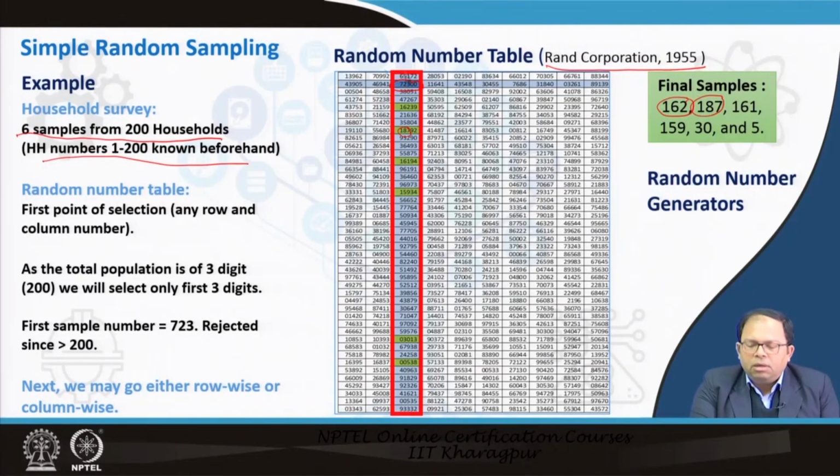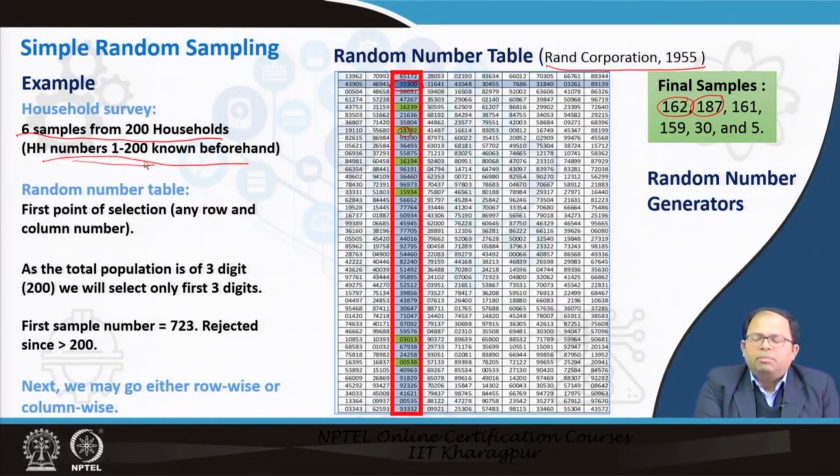Now I have gone vertically down, but we can also go horizontally as well. That means depending on my starting point, I can go in any direction I want to find the next random number. Once I exhaust the line, I can again move on to the next line. So in this way, we can have 6 samples. As you can see over here, we can get 162, 187, 161, 159, 30, and 5. So these are the households where I will go and conduct my survey.